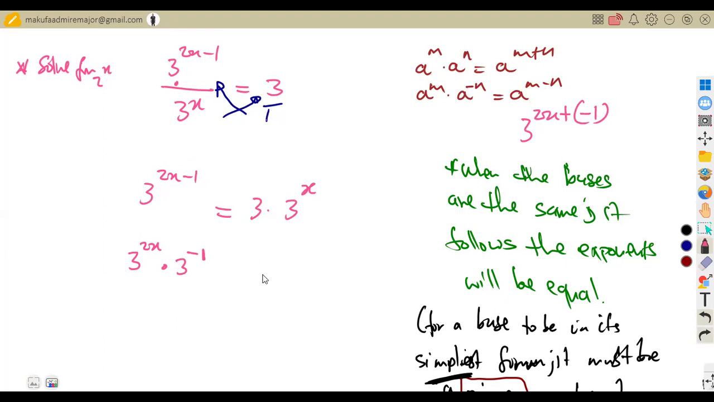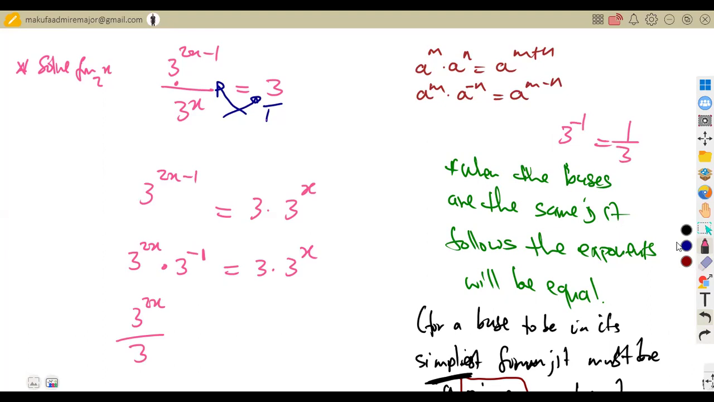So this is equal to 3 times 3 to the exponent of x. As we can see, these two are not the same. But what we have here is that this 3 to the exponent of minus 1 is the same as 1 over 3, the reciprocal of 3. So this is 3 to the exponent of 2x over 3.